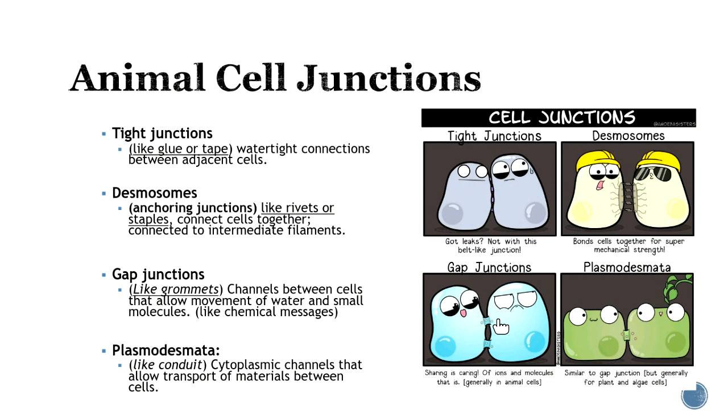Next are your gap junctions. Gap junctions are channels, and that allows us to share chemicals and water and all kinds of molecules between two different cells. Like I said, sharing's caring. And finally, the plasmodesmata. These are very similar to gap junctions, but they allow sharing between the plant cells right here.